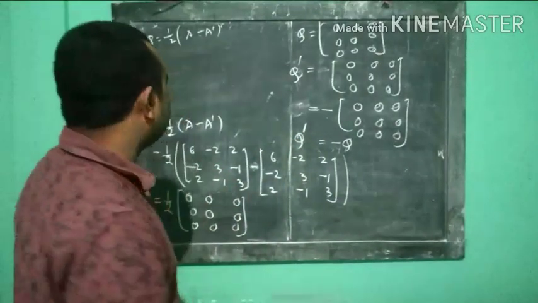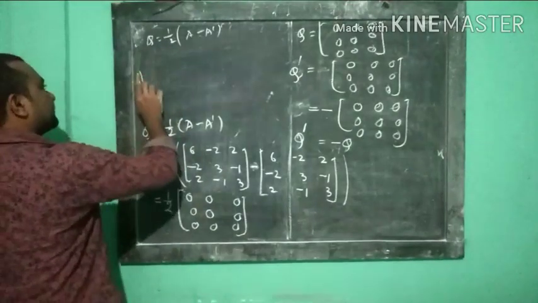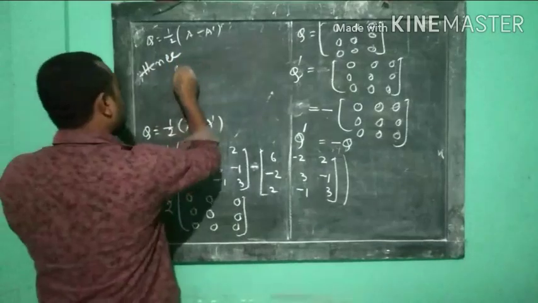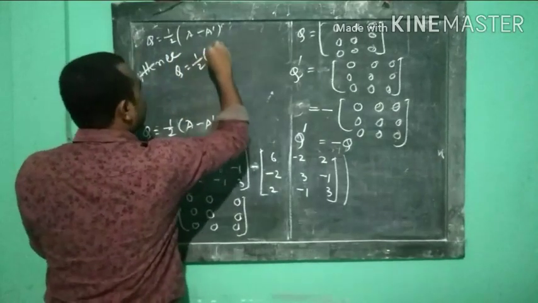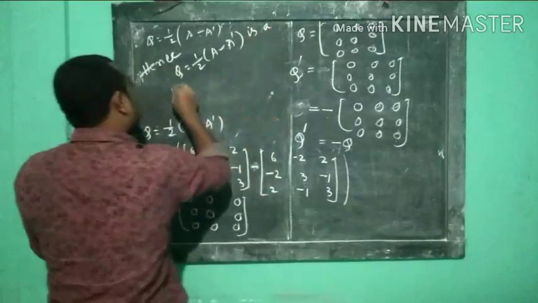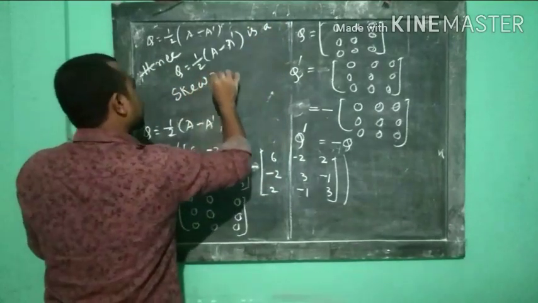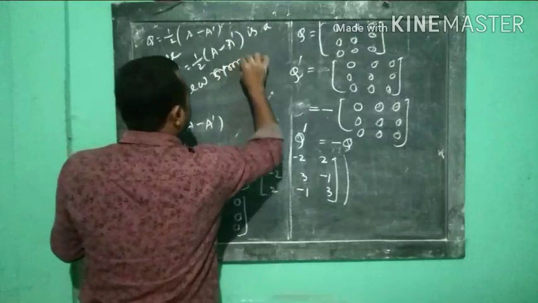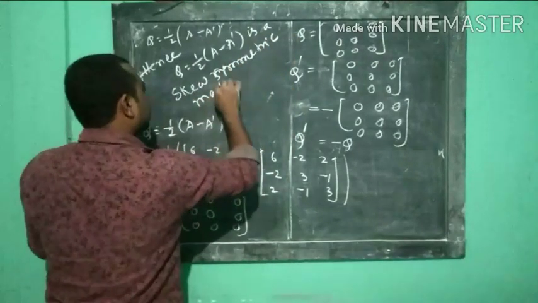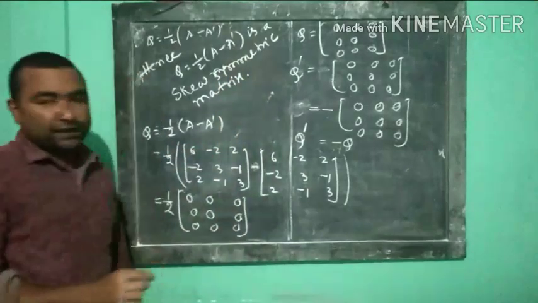Hence it is clearly said that Q equal to half of A minus A transpose is a skew-symmetric matrix. I think it is clear.